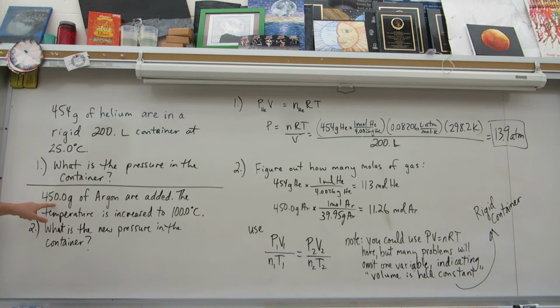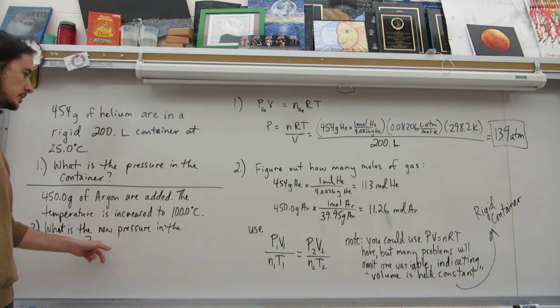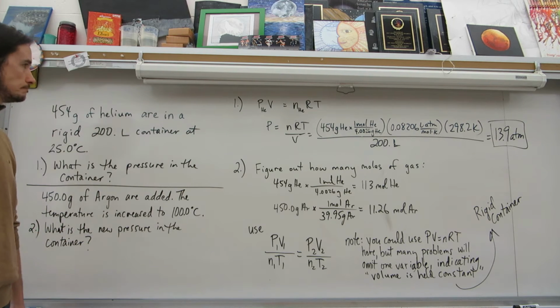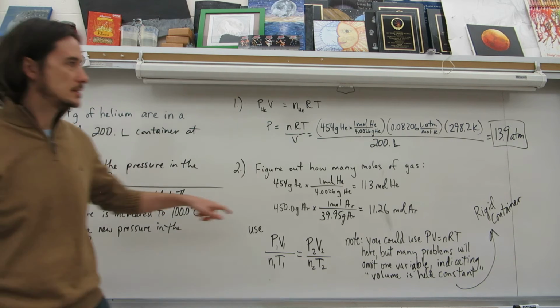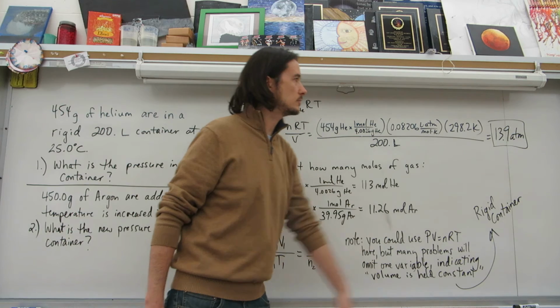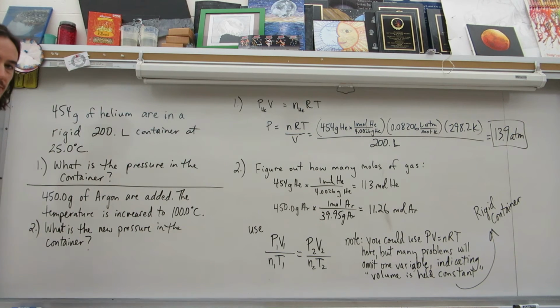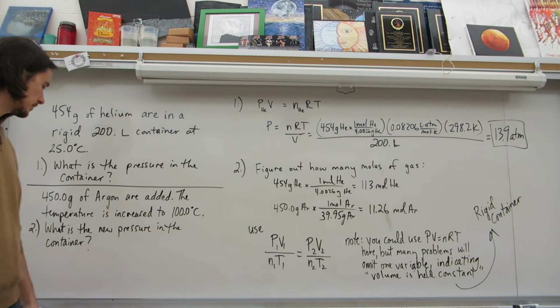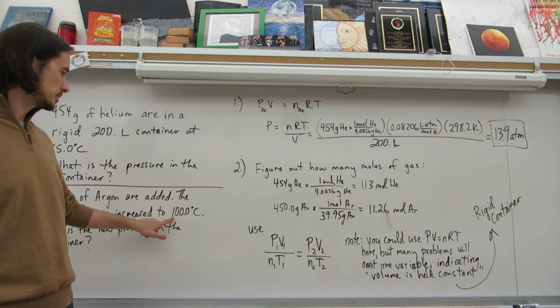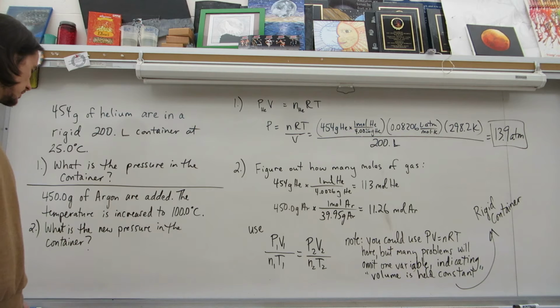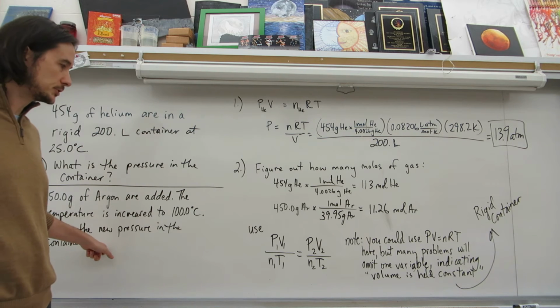We get 454 grams of argon added, and we heat it to 100 degrees Celsius. What is the new pressure in the container? Just a reminder, it's at 25 degrees Celsius. I converted that to 298 Kelvin. Make sure to add 273.15 to get Kelvin. So we've got 100 degrees Celsius, so our new temperature is 373 Kelvin. New pressure in the container.